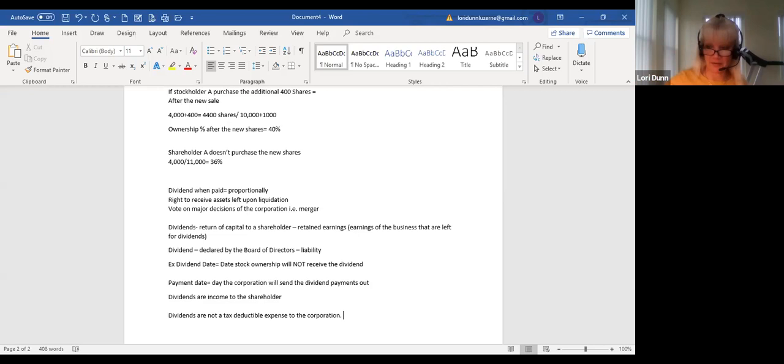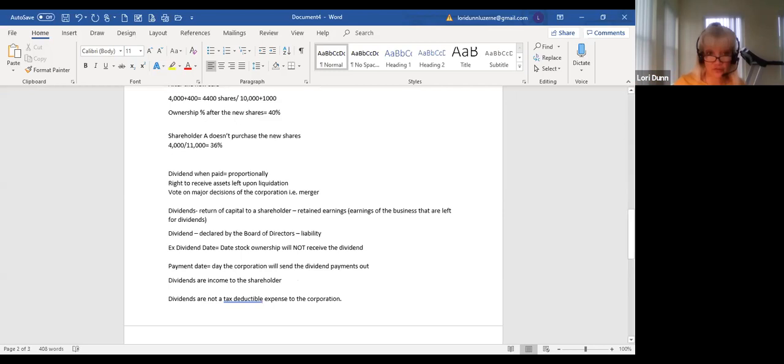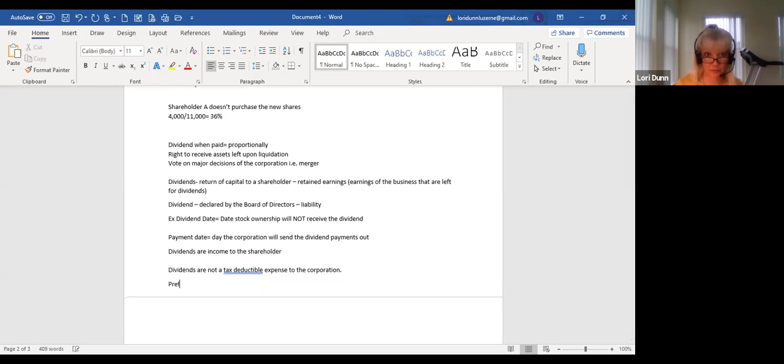Let's keep plowing. Let's talk about preferred stock. So there's common stock, and then there's another type of stock called preferred stock. Now, classes of stock, like common stock, you could have class A, class B, class C, still common stock. This is preferred stock. And preferred stock gets its name because the shareholders who own preferred stock receive a preference with certain items.